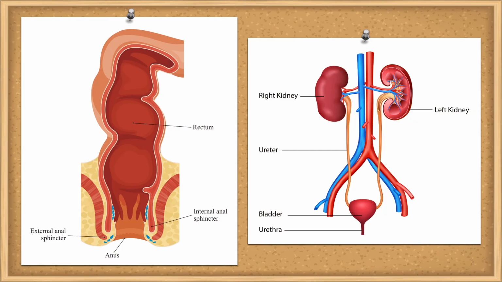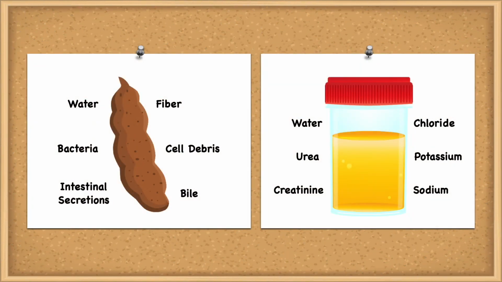Turning to the large intestine and kidneys, we have the rectum and anus on the left side. The rectum stores the feces and the muscular anus opens and closes to release it. The kidneys sit just above the bladder. As they filter the blood and create urine, it flows through the ureter to be stored in the bladder before urination occurs. The waste products in feces and urine are numerous and variable.